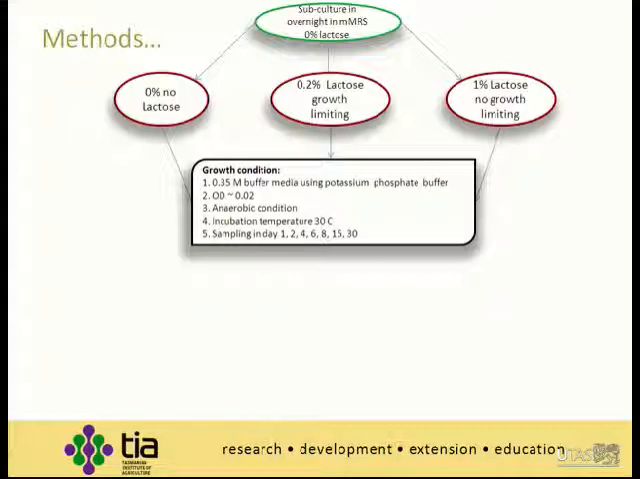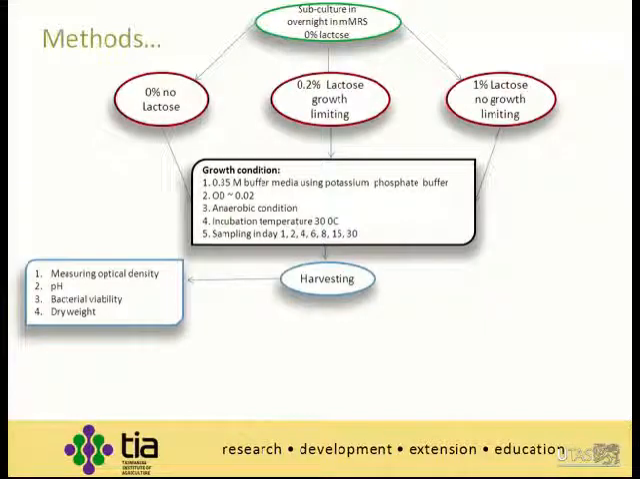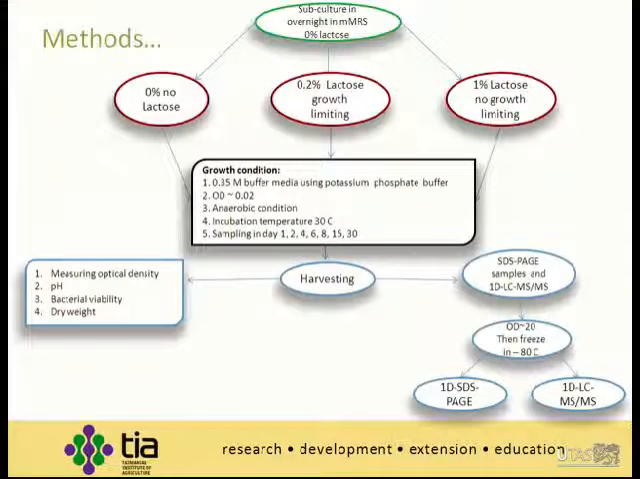We use a buffer for the media, which is 0.35 potassium phosphate buffer. We start with a low initial optical density of 0.02, and we grow them aerobically at 30 degrees. We sample on days 1, 2, 4, 6, 8, 15, and 30 and harvest them. We measure the optical density, pH, bacterial viability, and dry weight. We also take samples for SDS-PAGE analysis and 1D LC-MS analysis.